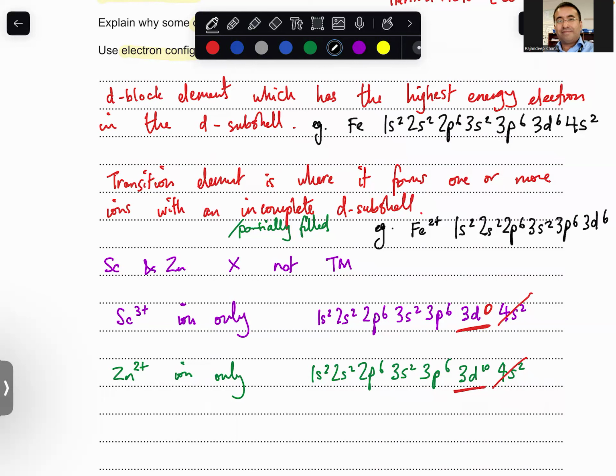And the 4s2 electrons are removed. So this leaves it with a partially filled d subshell. And having a look at the mark scheme, this covers all the marks, 6 marks: 2 marks for the definitions, up to 3 marks for the electron configurations, and then the explanation of why zinc or scandium is not a transition element. 6 marks over there.